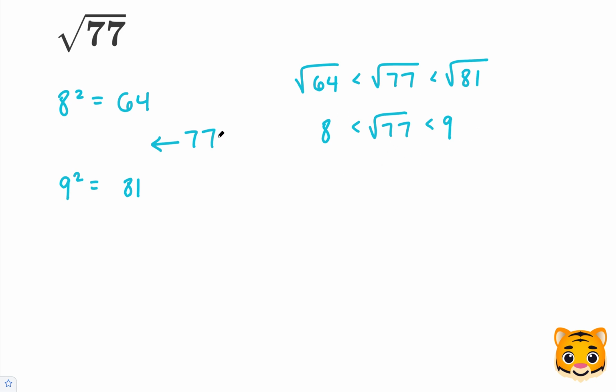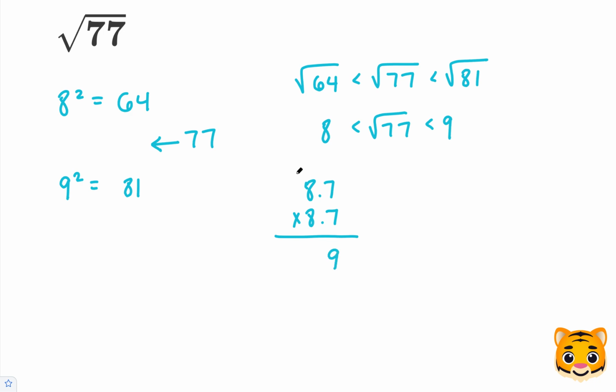However, 77 is a lot closer to 81 than it is to 64. So our decimal approximation is probably going to be closer to 9. We can try out values like 8.7 times 8.7 and see how close we can get to 77.